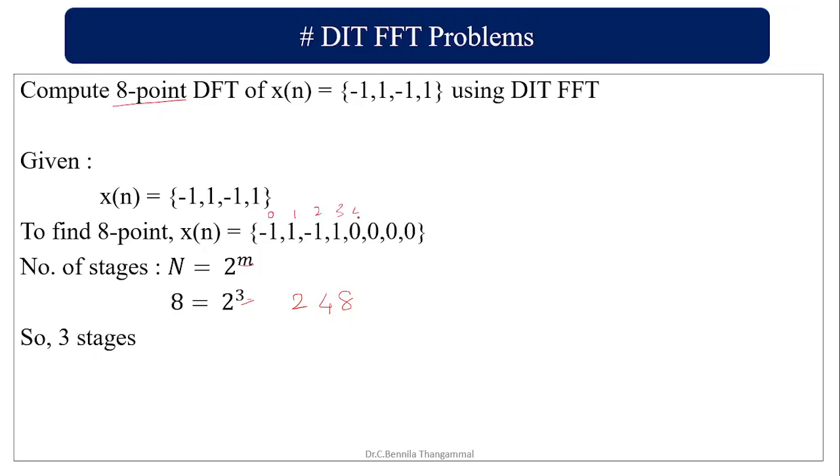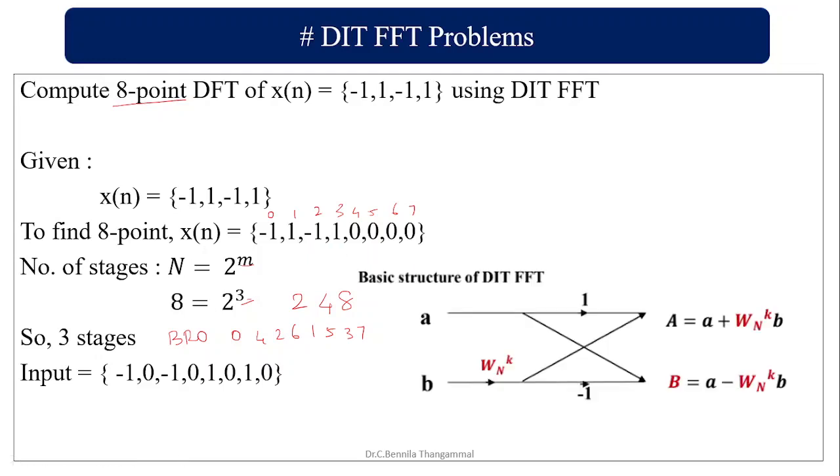So the input should be converted to bit reverse order. Bit reverse order means it's going to be 0, 4, 2, 6, 1, 5, 3 and 7. So you have to rearrange the normal order into bit reverse order, that is 0, 4, 2, 6, 1, 5, 3 and 7.